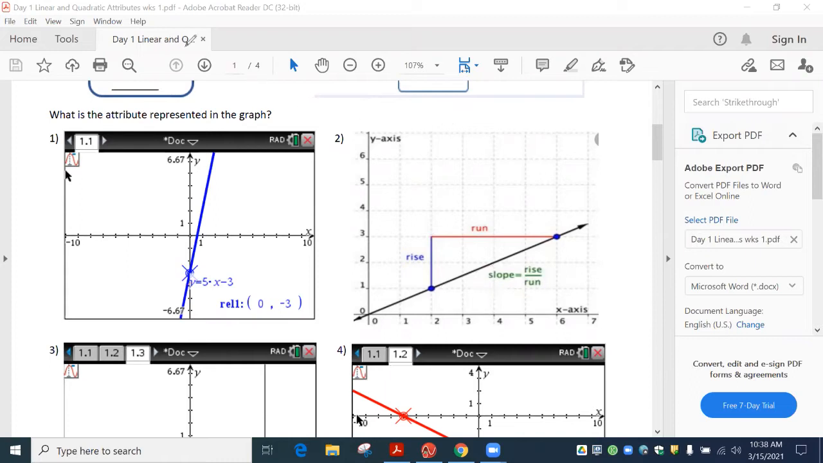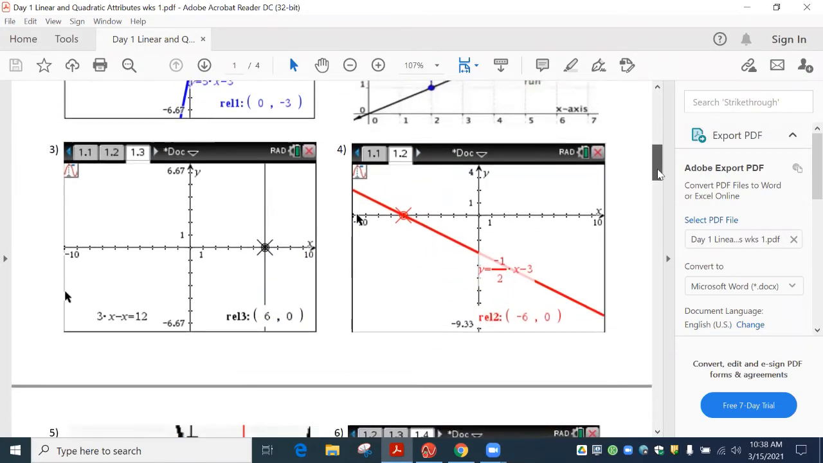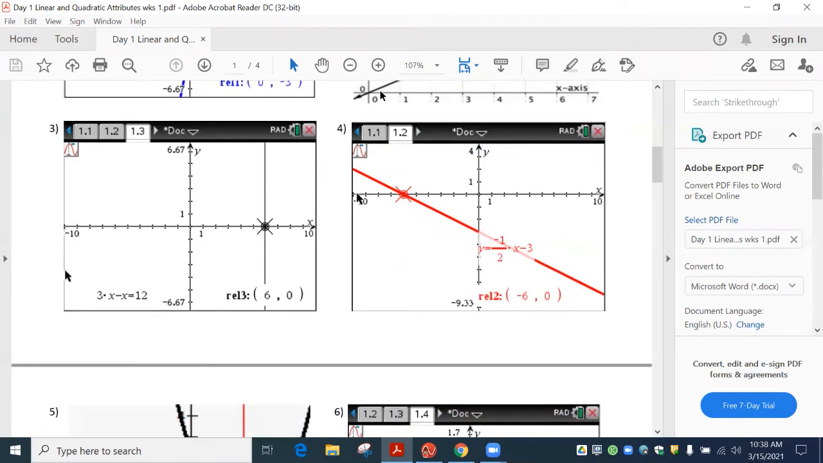All right. Number 3. What axis is this right here on? What axis is that touching? The X. So it's got 3 names. It's got the x-intercept, the 0, and the solution.